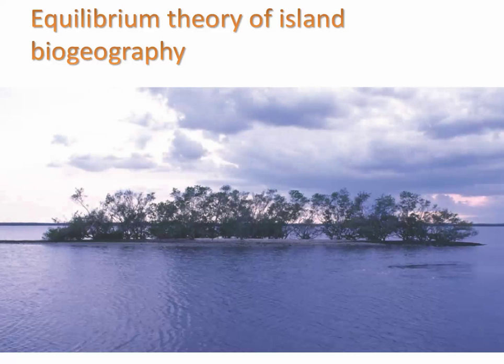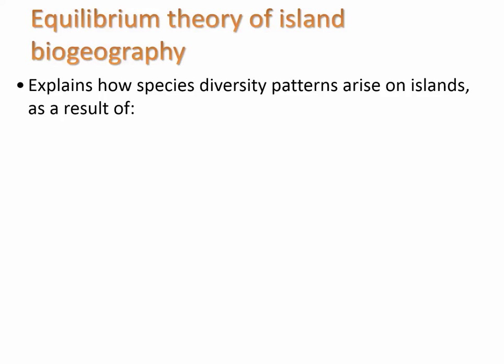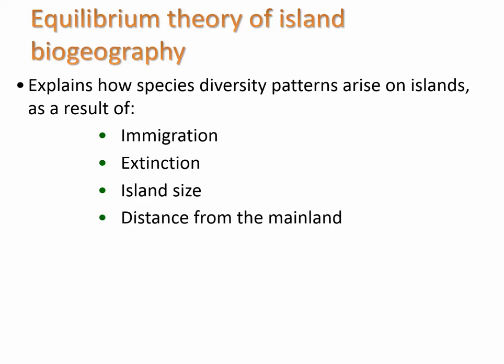So I want to show you this picture again, going back to it. This is an island of mangrove trees off the coast of Florida, part of the Florida Keys. This theory, well, we'll get to that in just a minute, explains how species diversity patterns arise on islands as a result of immigration of species from the mainland to the island, extinction on the island, island size, and distance of the island from the mainland.